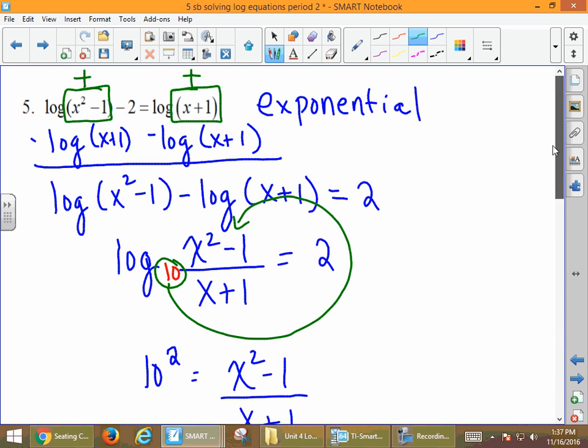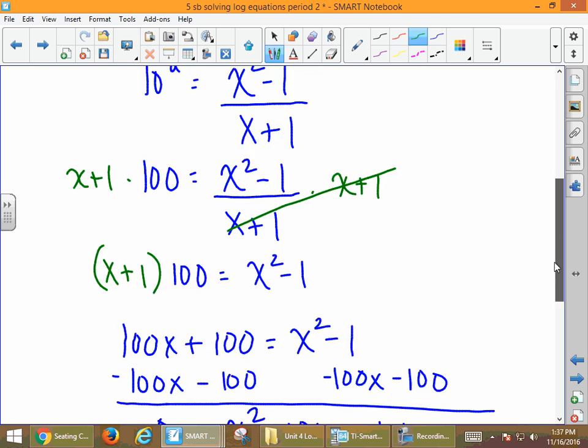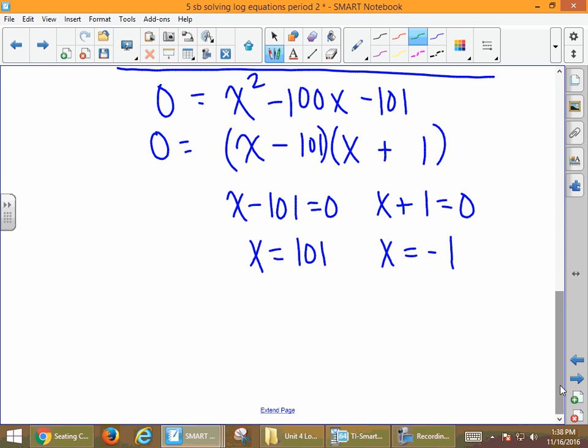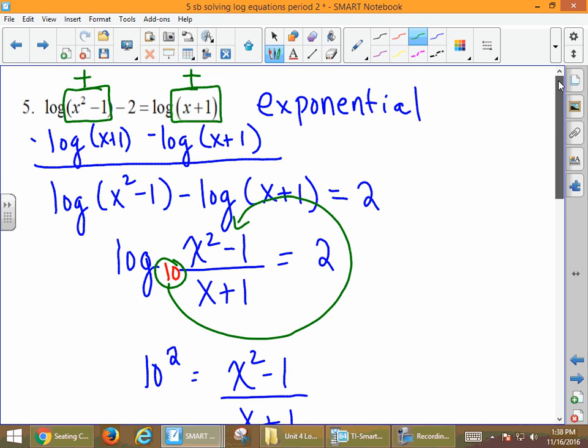Negative 1 here is our other solution to this equation. And negative 1 squared is 1. 1 minus 1 is 0. 0 is not positive. It doesn't have a sign of either positive or negative. So our negative 1 value here is an extraneous solution. If I go back to the beginning here, negative 1 plus 1 here is also 0. Again, 0 is not positive.